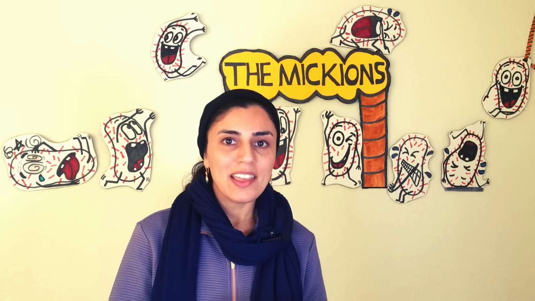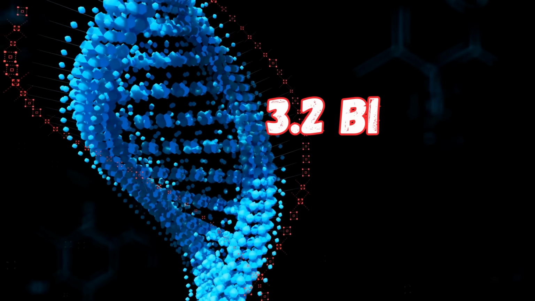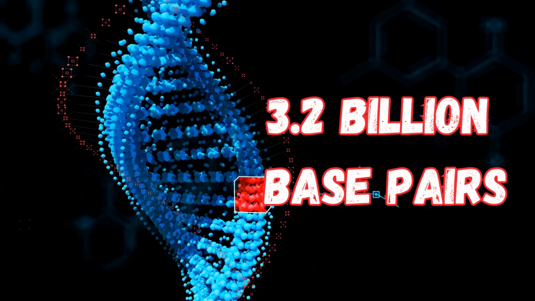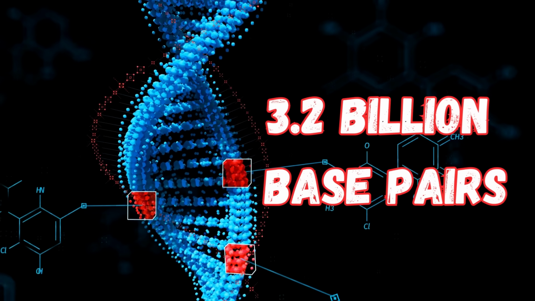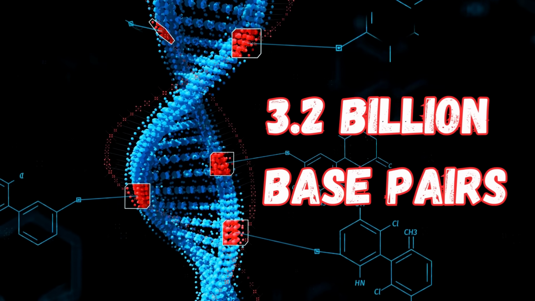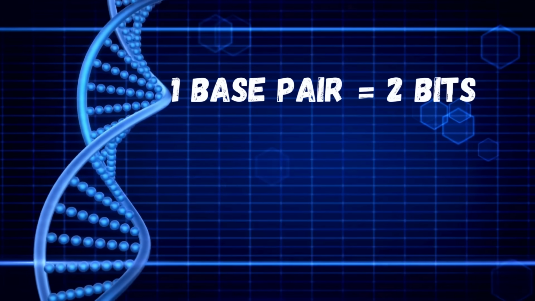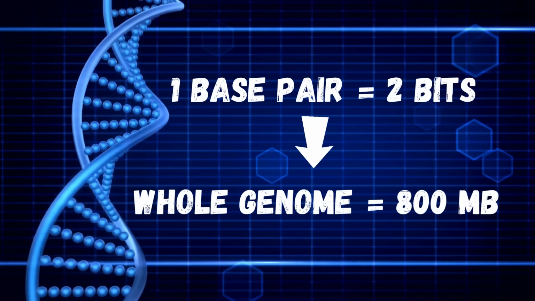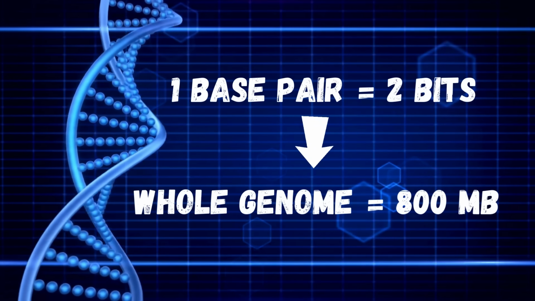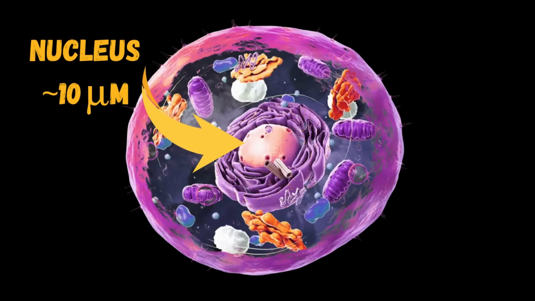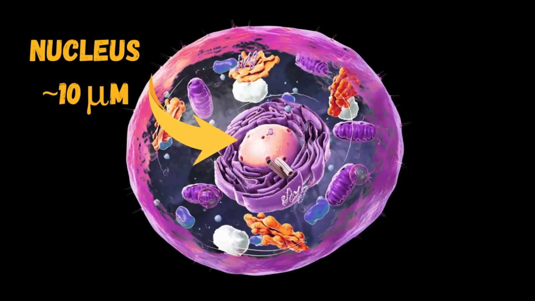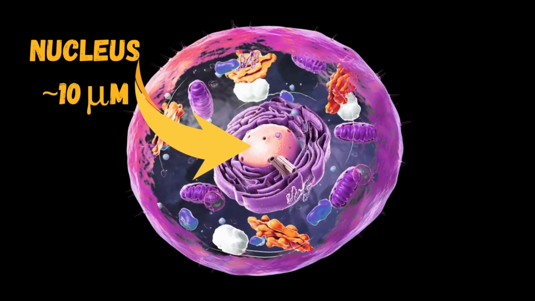Let me explain more about the data density of DNA, meaning how compact the data would be stored on it. A human genome has about 3.2 billion base pairs. Each base is a building block of the DNA. Assuming each base pair corresponds to 2 bits of information, then the whole genome contains 800 megabytes of information that is stored in the nucleus of each cell with about 10 micrometer in diameter.